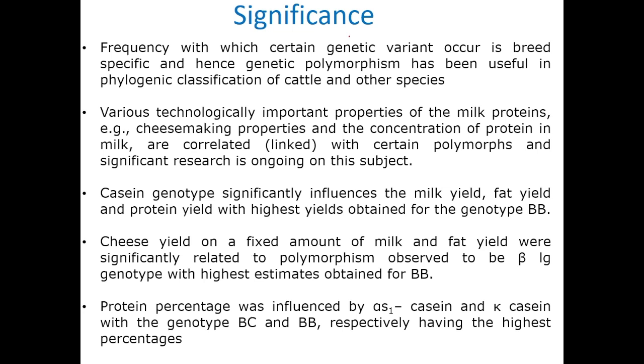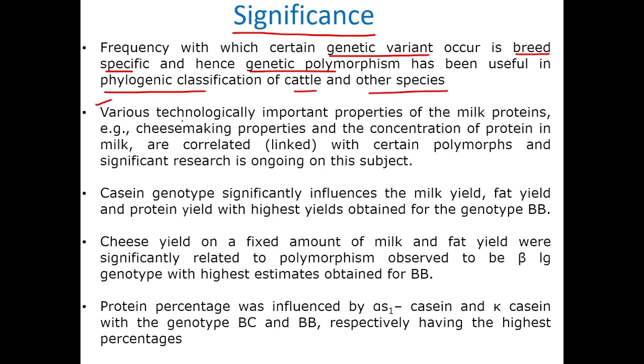Now, what is the significance? Somebody asked, what is the significance of genetic polymorphism? The frequency with which certain genetic variants occur in a breed is breed specific. Hence, genetic polymorphism has been useful in the phylogenetic classification of cattle and other species. So the first significance is that studying genetic polymorphism helps in the phylogenetic classification of cattle and other species.